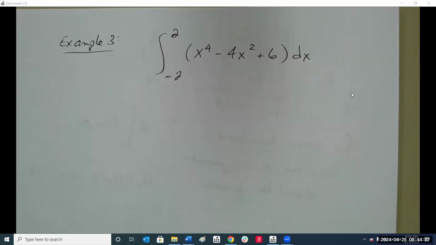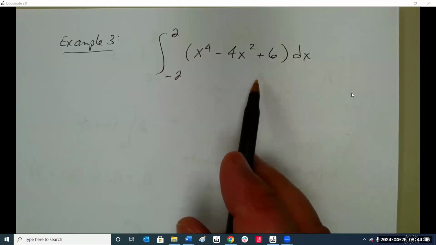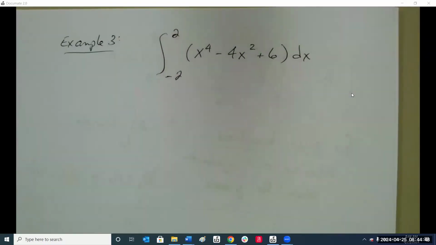So if I just gave you this question, what would you do first? If this was a test question, and I just gave it to you and asked you to find the area of this, you just take the integral of these and see what you get. Okay, so let's see what that does.